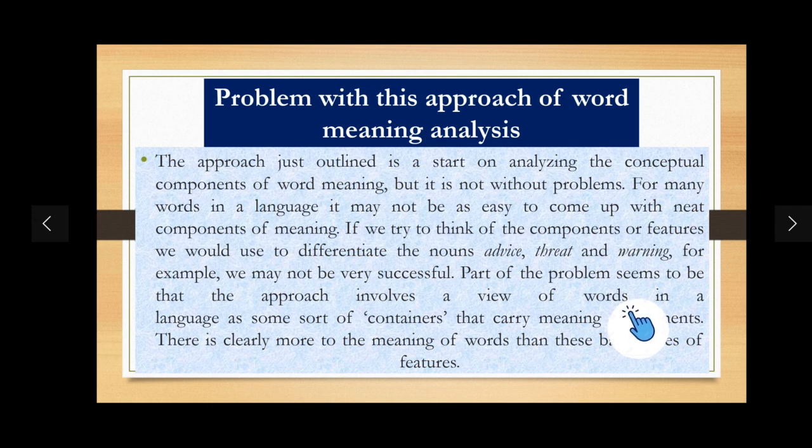So this was all about the introduction to semantics. We discussed what semantics is, what conceptual meaning is, what associative meaning is, and we discussed semantic features and the problem with this approach. We also discussed how sometimes a sentence may be grammatically and syntactically correct, but semantically odd or incorrect.